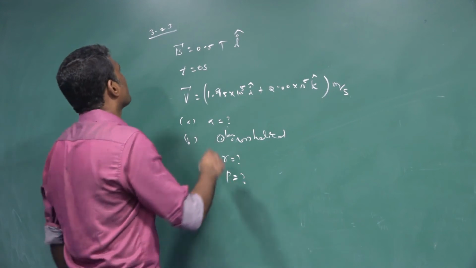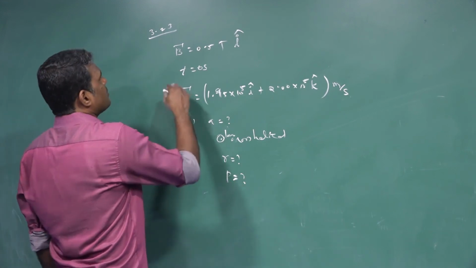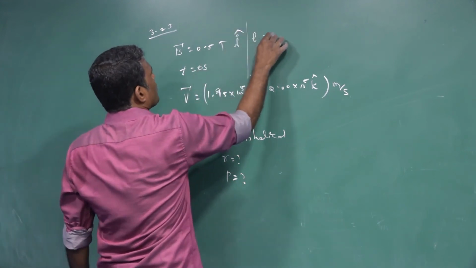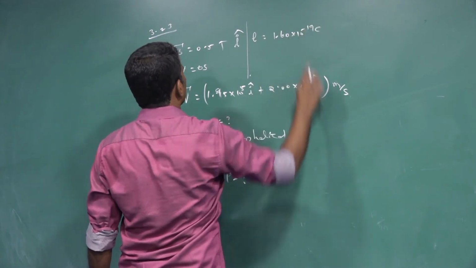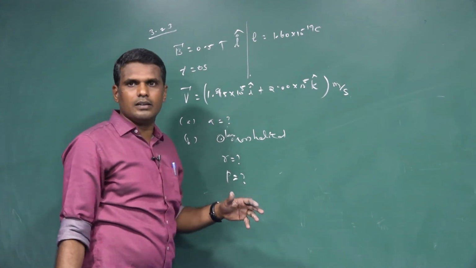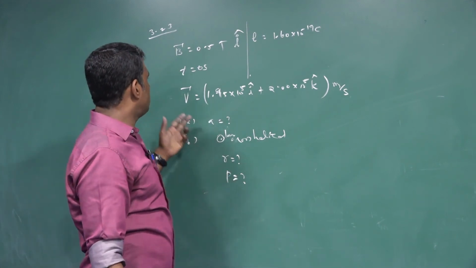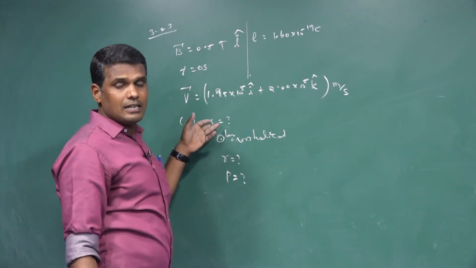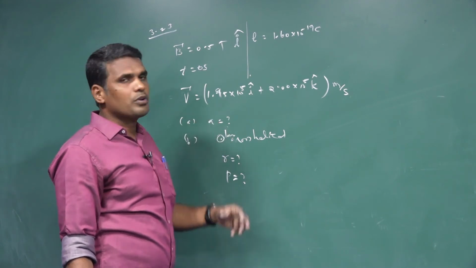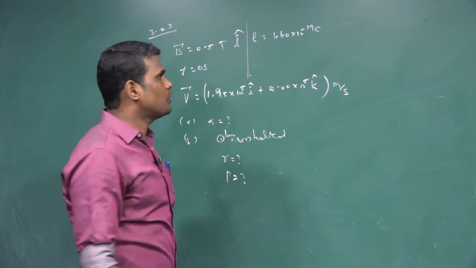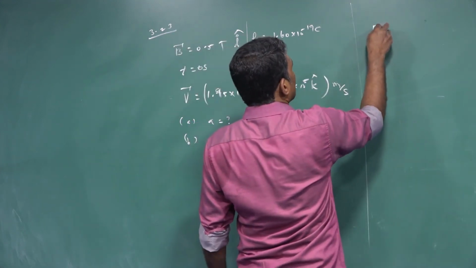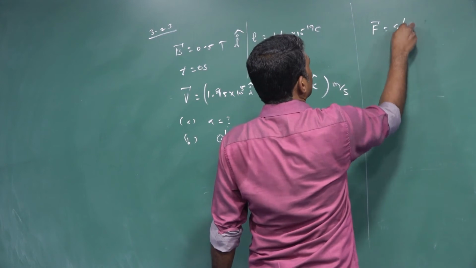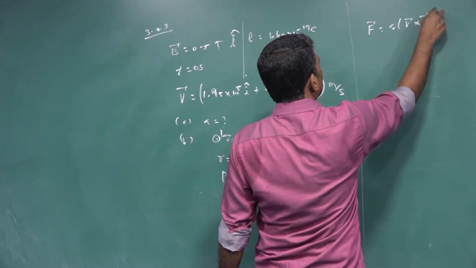A proton is moving, and the charge of a proton is 1.60 × 10^-19 coulomb. This is important to calculate the required data. If acceleration is required, then we should know the value of the magnetic Lorentz force. So first, the magnetic Lorentz force can be calculated: F vector equals q into v vector cross B vector.